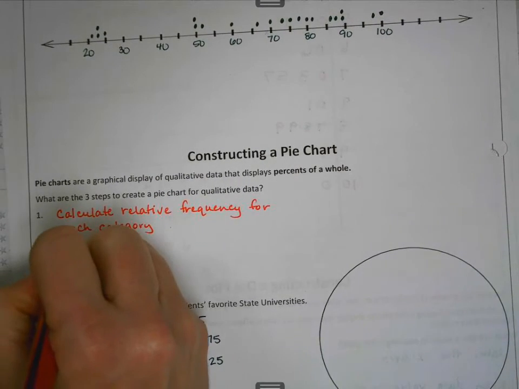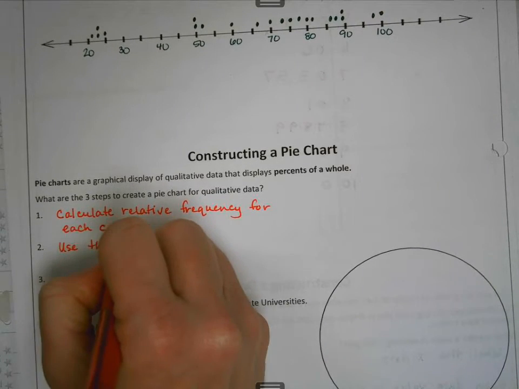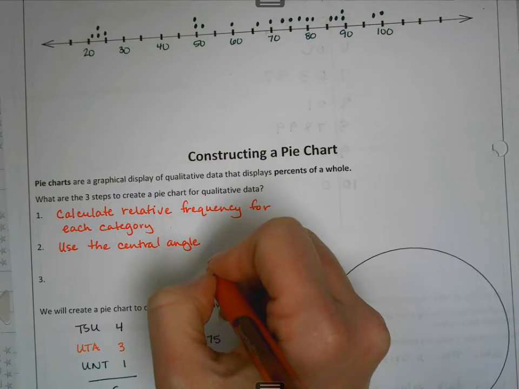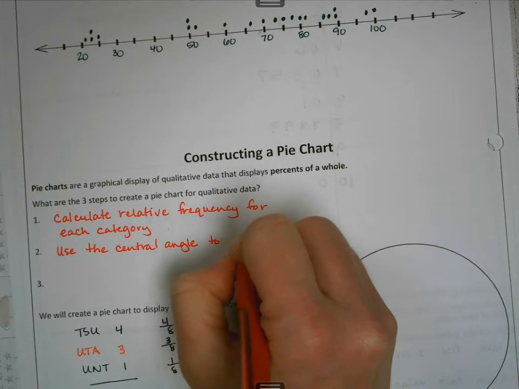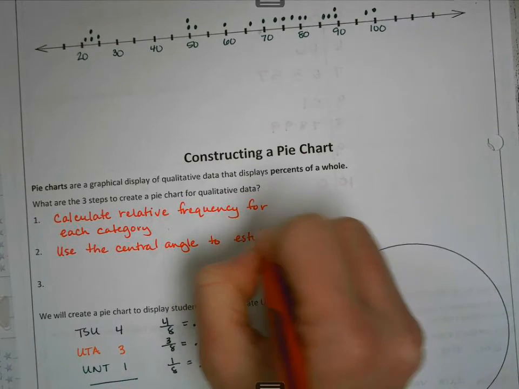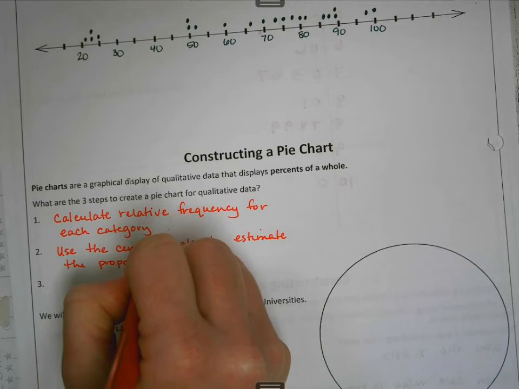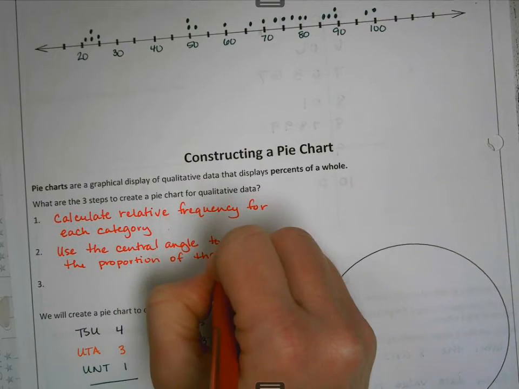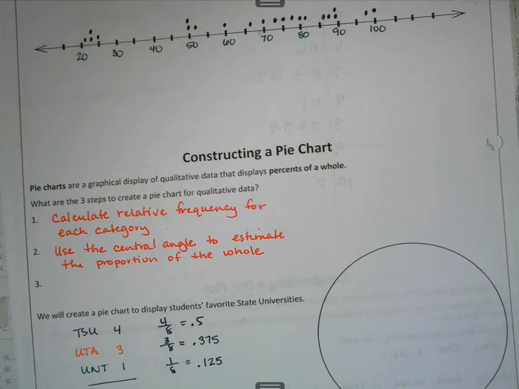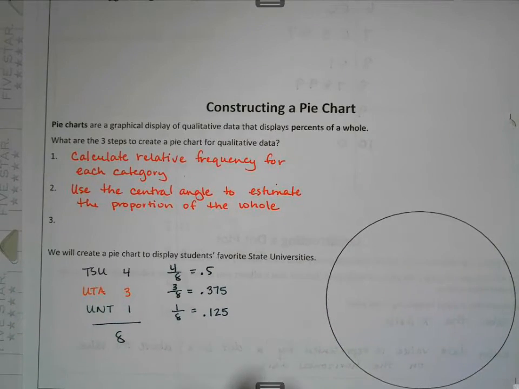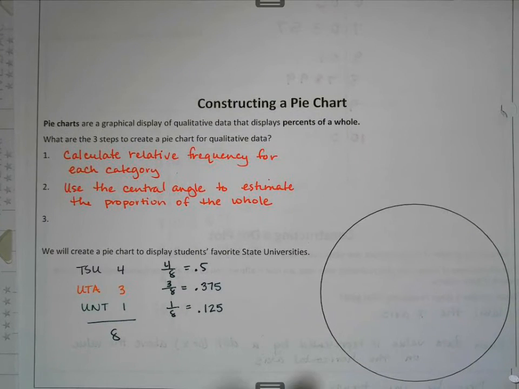Okay. Use the central angle. Now I got to do a little geometry here. All right, we're going to use the central angle to estimate the proportion of the whole graph, which is 360 degrees because it's a circle. And okay, so when I say estimate, that's because you do not have to get out a protractor.